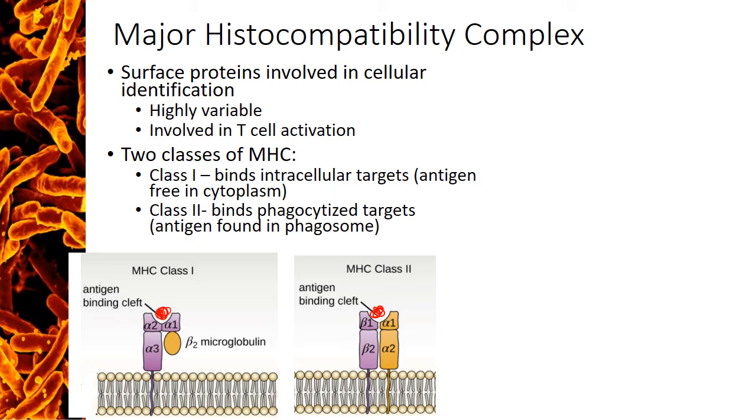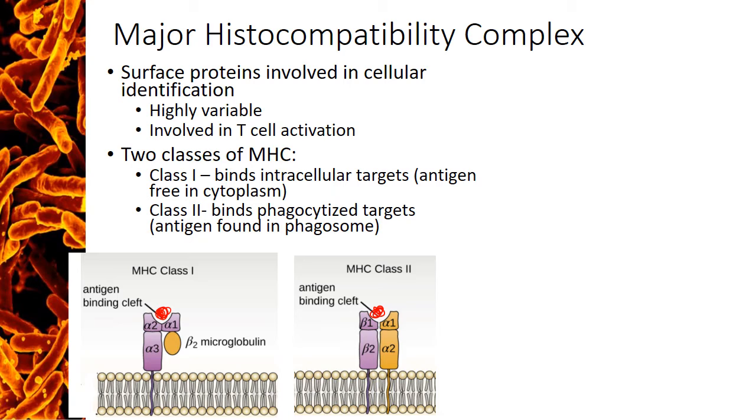The reason they're called major histocompatibility complexes is because these are actually what we need to match when we do organ donation. So when you hear about people trying to match tissue types, that's really what they're trying to do, is match those histocompatibility proteins so that they are the most similar.